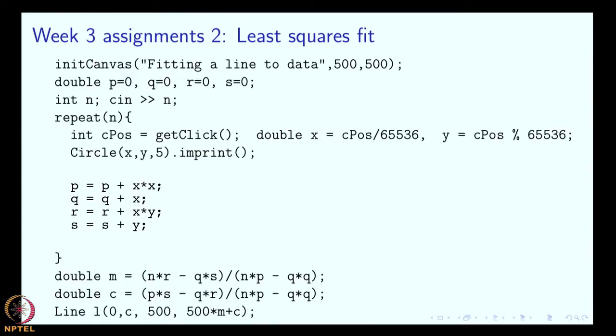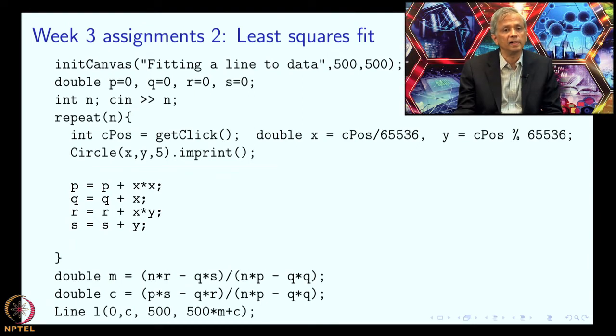So this is the code. Let me not dwell over the code, but the code is going to put circles where you click, and then it's going to calculate those P, Q, R, S as we decided earlier, and for that only a repeat loop is going to suffice. And then at the end of it, in the last line, a line L is being constructed, so that line will get drawn. The beauty of this is that you will actually be able to click points on the screen, and then a line will be fitted to what you click.